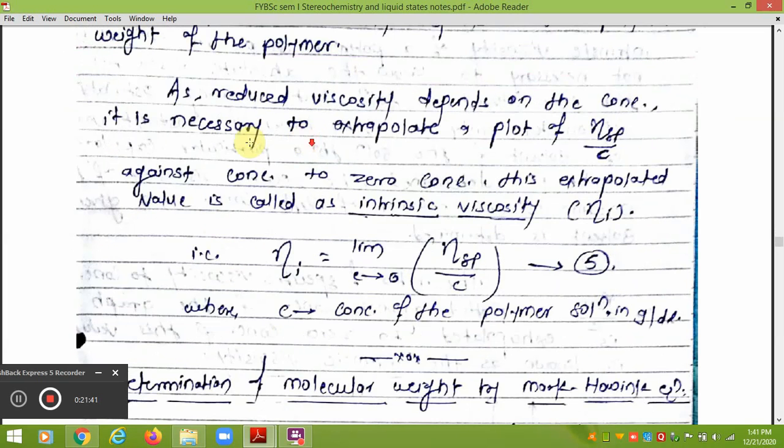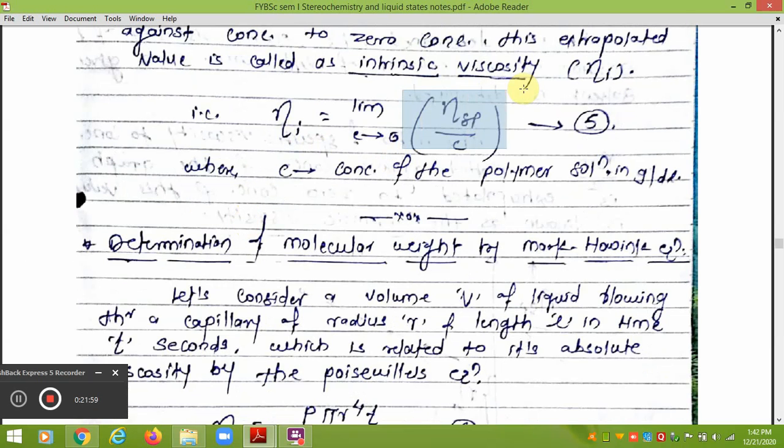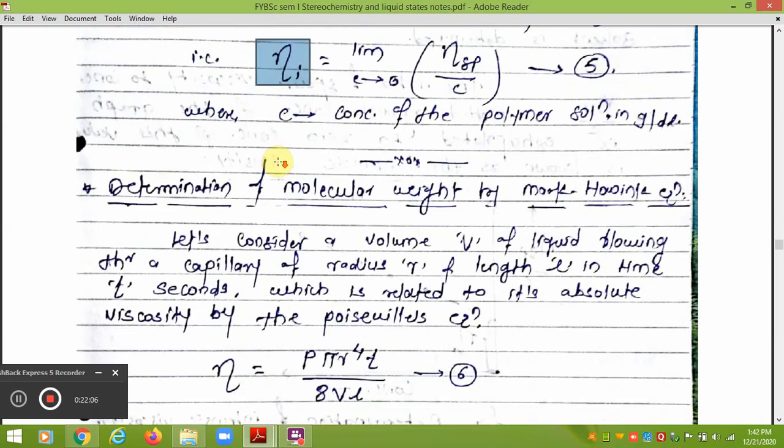This reduced viscosity depends upon the molecular weight of the given polymer, and as reduced viscosity depends upon the concentration, it is necessary to extrapolate the plot of specific viscosity to concentration versus concentration to zero concentration, and this value is called the intrinsic viscosity. So whenever this graph is extrapolated to zero concentration, that value is called the intrinsic viscosity.